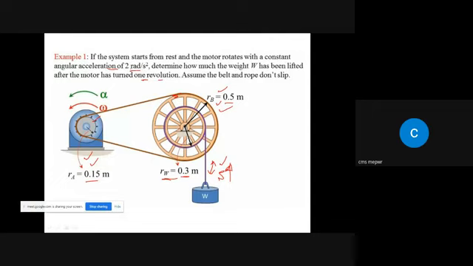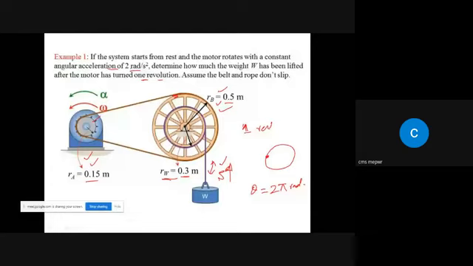Okay, what has been given? One revolution. Means it starts from here and completes one revolution, right? So this means theta is equal to 2 pi radian. Okay, so now let's try to solve this problem.